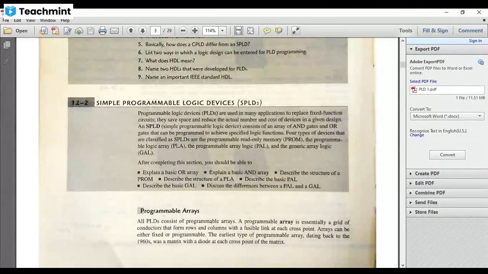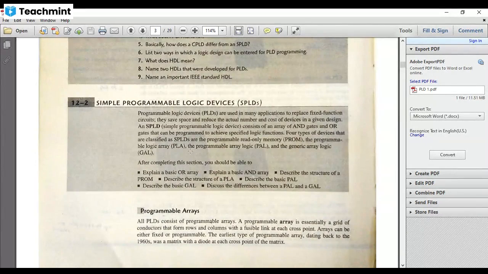That is the SPLD device. It reduces the size and saves space. At the same time, the number of logic gates we require is also reduced. And as the number of logic gates is reduced, definitely there is a reduction in the cost of the device.